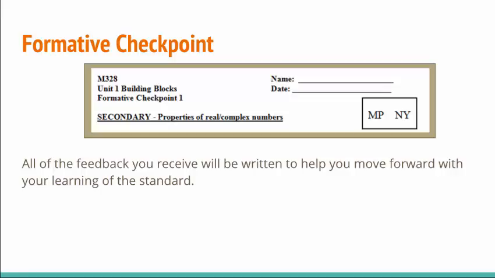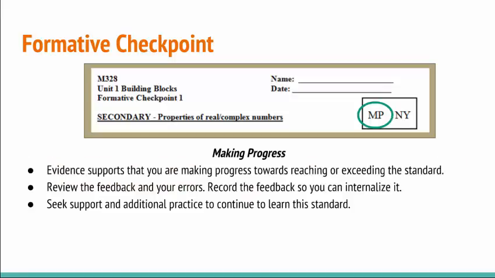We're still learning. If I circle MP, it means that you're making progress. It tells me that there's enough evidence to support that you're making progress towards reaching or exceeding the standard. I recommend that you review the feedback and your errors, because making progress does not mean it's perfect. You will record the feedback so you can internalize it. You should also seek support and additional practice for those errors to continue to learn this standard.